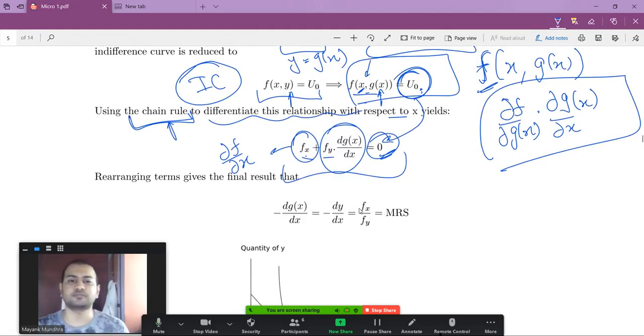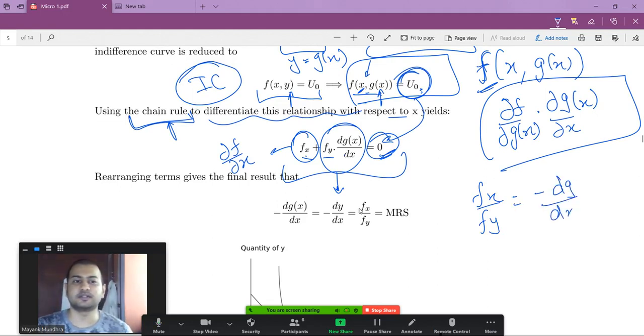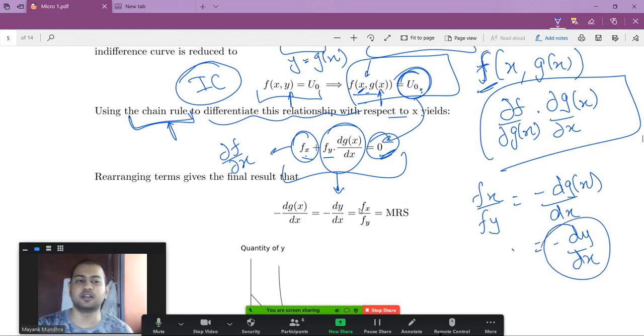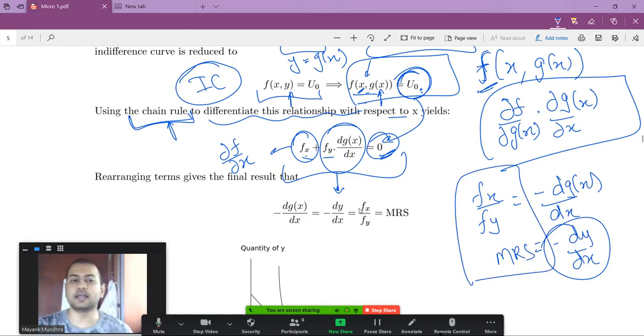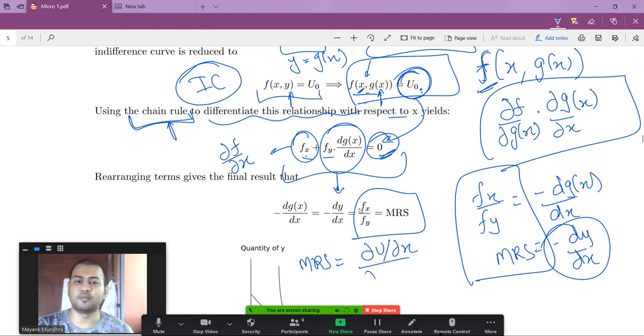But once you have this, I can rearrange this to get fx upon fy equals minus dg by dx. And dg(x) by dx is nothing but minus dy by dx, and we have already established that minus dy by dx is nothing but MRS. So what I get as the end result is MRS equals fx upon fy, which basically means that MRS equals del u by del x upon del u by del y.